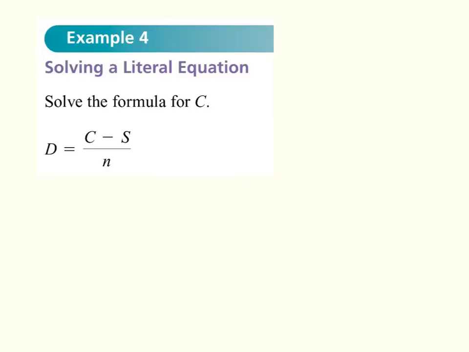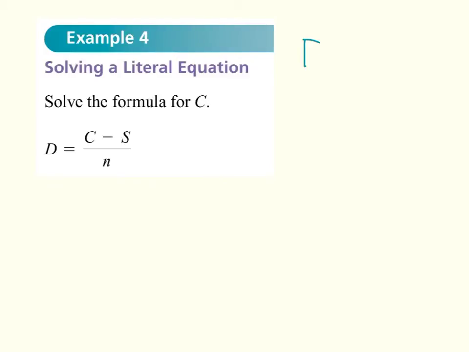This one has a big fraction in it. So example 4, D equals C minus S all over N. This particular formula has something to do with taxes and valuation, and I'm not exactly sure what else. So pretend we don't need to know about that. We're just going to solve this formula for C.